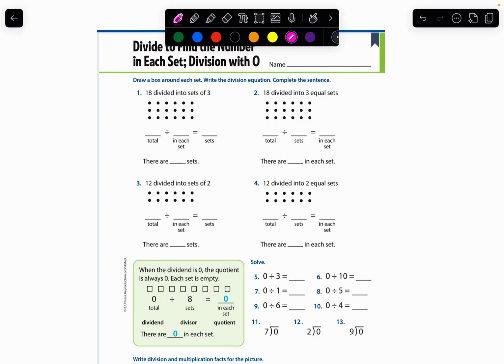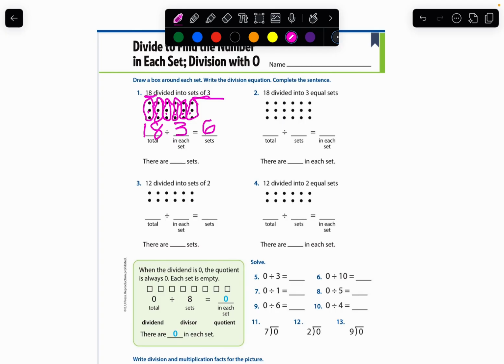My first one says, draw a box around each set, write a division equation, and complete the sentence. So, I have 18 divided into sets of 3. So I have 18 as my total. And we're going to do 3 in each set. So I'm going to count 1, 2, 3, 1, 2, 3, 1, 2, 3, 1, 2, 3, 1, 2, 3, 1, 2, 3. And I have 1, 2, 3, 4, 5, 6 sets. So we know 18 divided by 3 is 6.